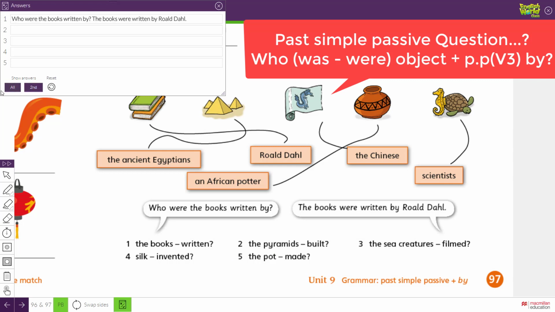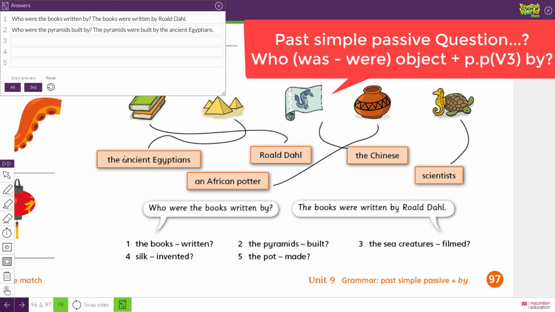Number 1 is already done. Yes, number 2. Who were the pyramids built by? These are the pyramids. The pyramids were built by the ancient Egyptians. Also, this is past simple passive because we have the object, then the verb to be, was or were, and the past participle of the main verb.